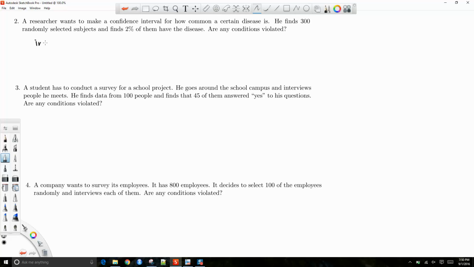Okay, so we have the independent and random condition. And this one is met because it says it was randomly selected sample. And then we have the big population condition. That's the same order, right? I think so. I don't know. Maybe I've done it out of order. It doesn't really matter. Okay. I don't know what order I have them printed on the final.